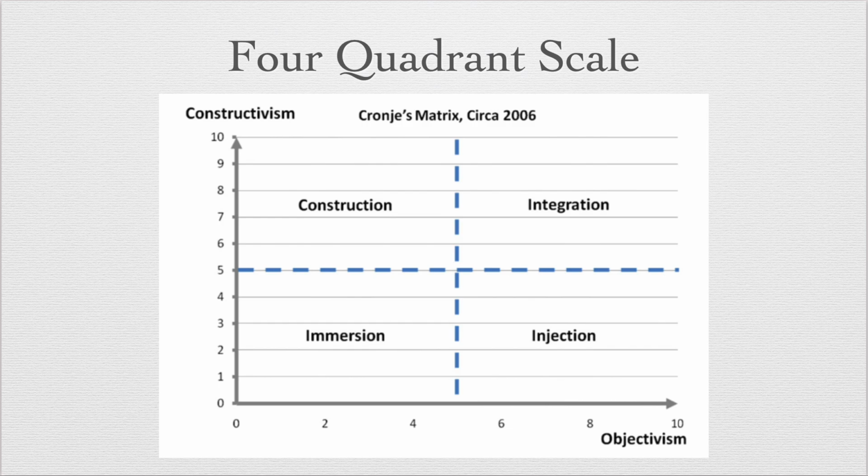So, the 4-quadrant scale. Right here, you will see the immersion quadrant is low in elements of both direct instruction and constructive scaffolding. The construction quadrant is high in constructivist elements but low in direct instruction. The injection quadrant is high in direct instruction and low in constructive elements, which calls to mind the medical metaphor of getting knowledge and skills through taking a pill or having it injected. The integration quadrant is one which, by design, is high in both elements.